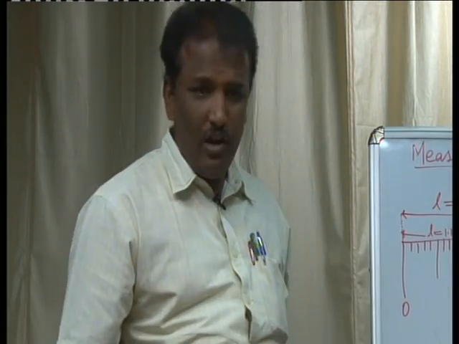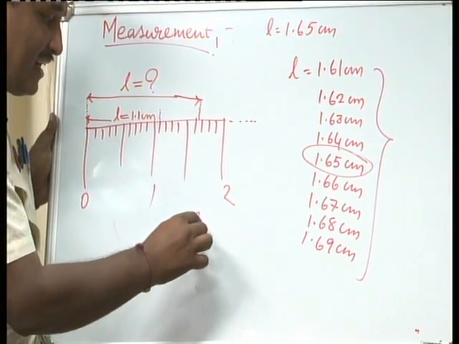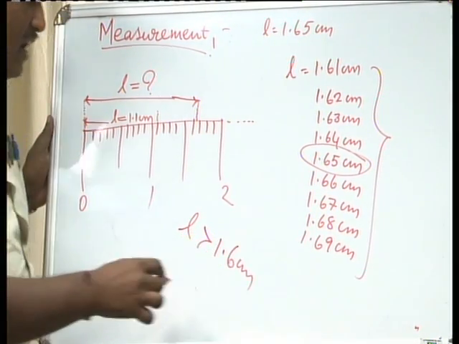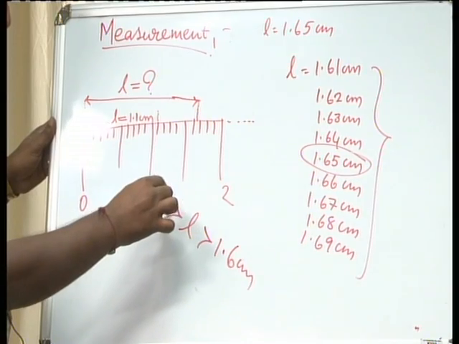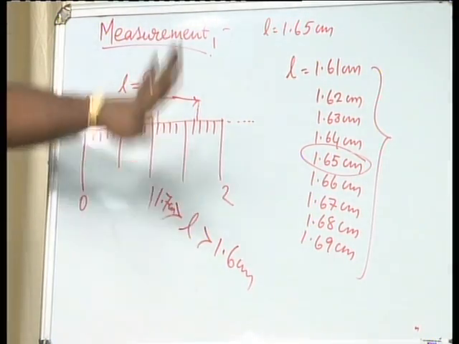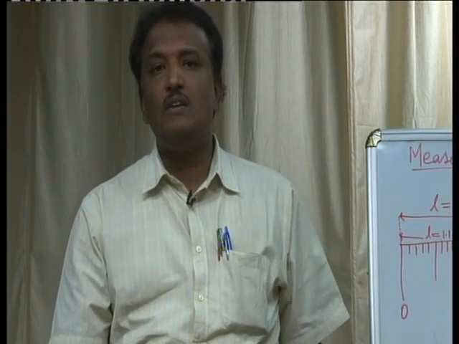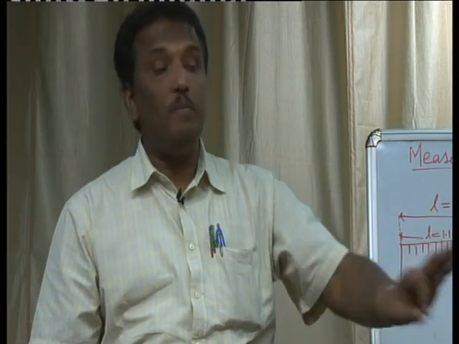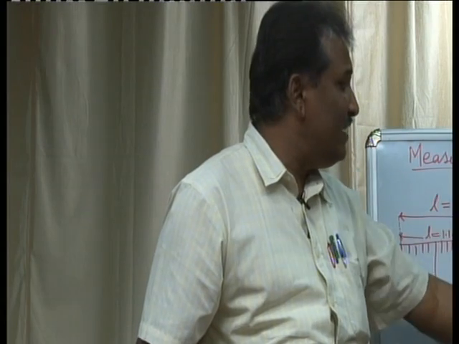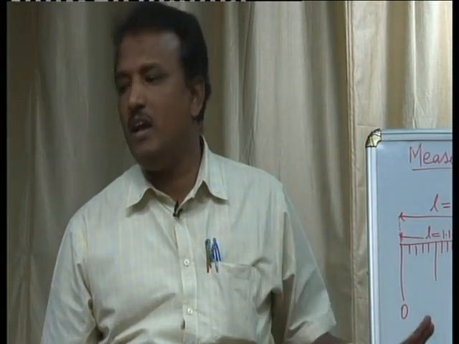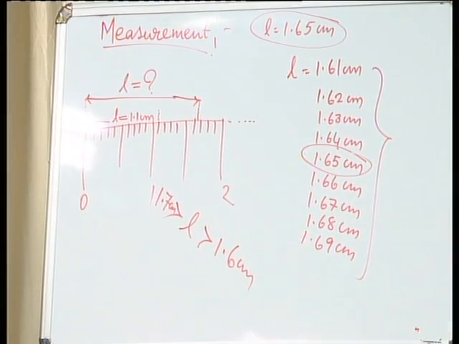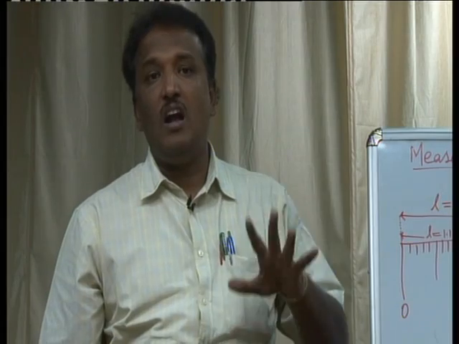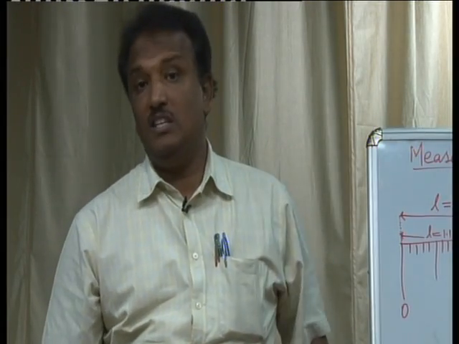Here in all these values, the length is greater than 1.6 centimeter, and at the same time it is less than 1.7 centimeter in all these cases. Now if you write 1.65 centimeter, it may be correct, but it should not be correct. Out of 9, this is only one chance. In the 8 other circumstances, it may not be correct. So if you take L equal to 1.65 centimeter, it may not be the correct length of the given object. This is the practical problem.